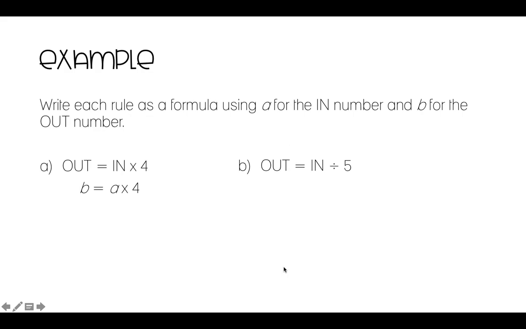Now, if you remember from the previous slide, we can write it as B equals 4A because we can remove that times. When we write it like this, we always put our number, or what we call our coefficient, first in front of our pronumeral or our variable. And this one we get B equals A divided by 5. And so we would write that as B equals A over 5 because that means divided by 5.